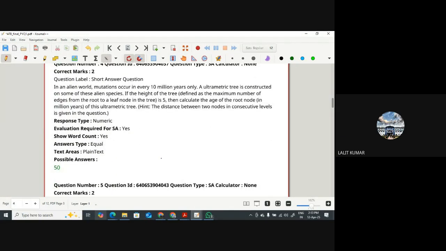Okay. In an alien world, mutations occur every 10 million years only. An ultrametric tree is constructed on some of these alien species. If the height of the tree, defined as the maximum number of edges from the root to a leaf node, is 5, then calculate the age of the root. So if you recollect, your ultrametric tree looks like this.